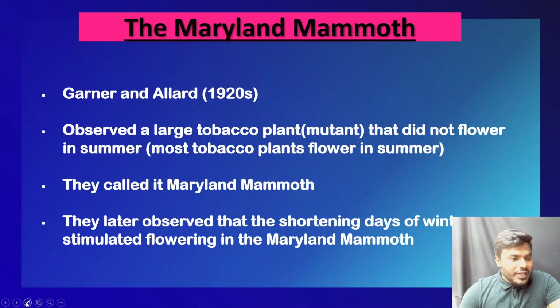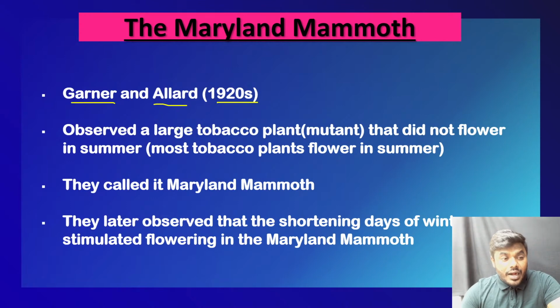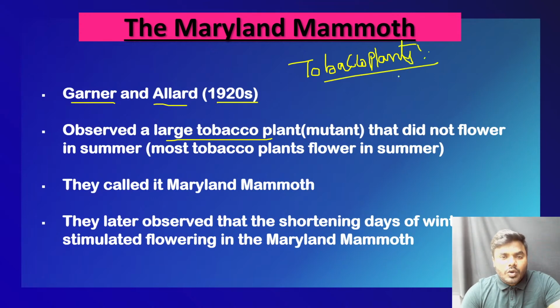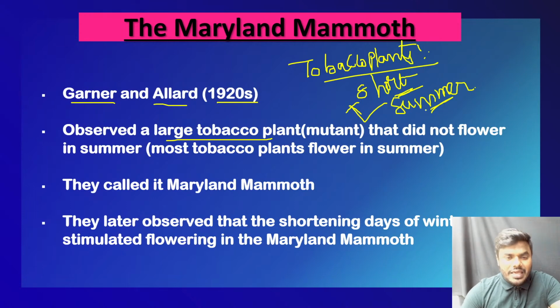In the 1920s, Garner and Allard observed a large tobacco plant. Friends, originally, all the students please keep it in your mind, most of the tobacco plants are very short. I'm so sorry, most of the tobacco plants will flower in the summer. Once again, keep it in your mind. Most of the tobacco plants are very short and they flower in the summer.